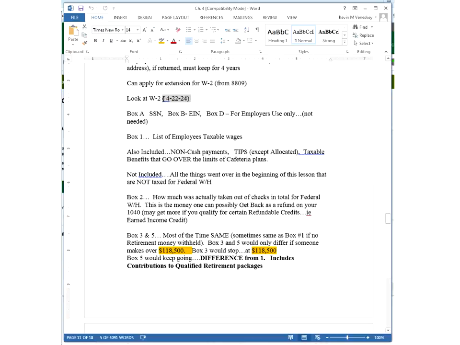You can get a look at a W-2. Most of us have a good idea, since we've probably received a couple of these over our life. But if you want to look at it, go to the book there in Chapter 4, pages 22 to 24, and it's going to show you a good overview of the W-2. I also have an example of a blank W-2 in our class sessions for this week.